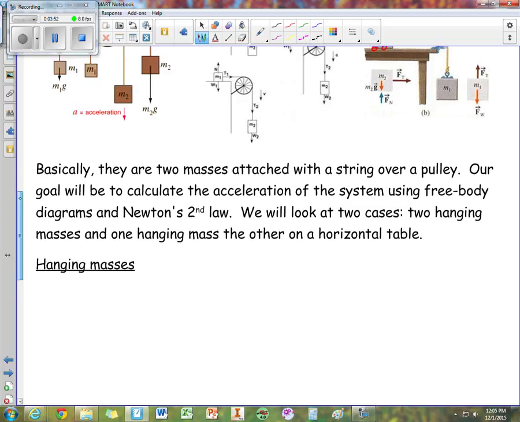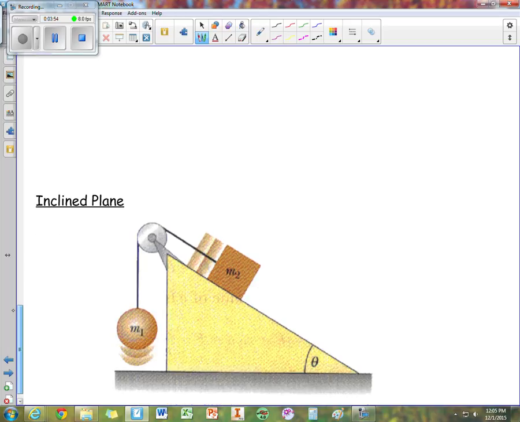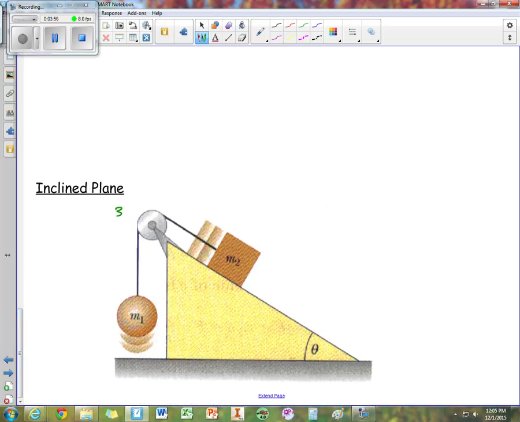The third type, come all the way down here, is where we have an inclined plane. I've given you a handout, or I will give you a handout for this third type. That way you can see the math involved for this one.